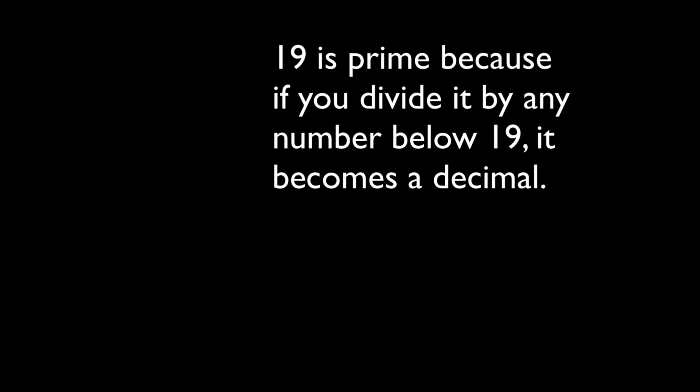A prime number is any number that shares no common factors with any of the numbers before it. For example, 19 is prime because if you divide it by any number below 19, it becomes a decimal. For example, 19 divided by 8, 19 divided by 2, those are all decimals.